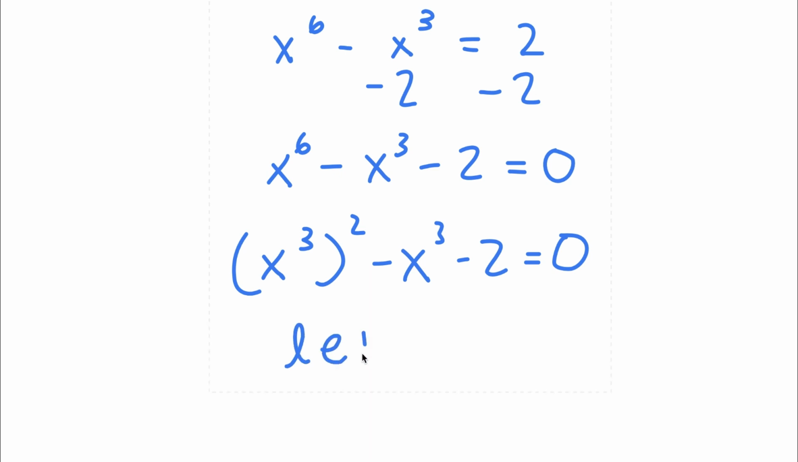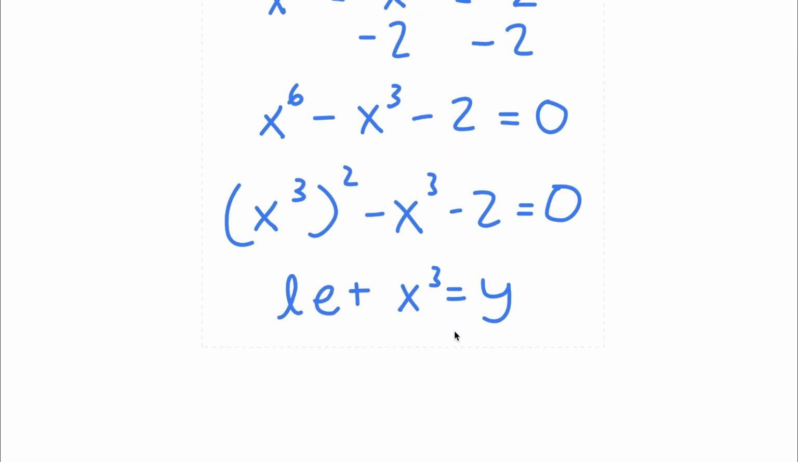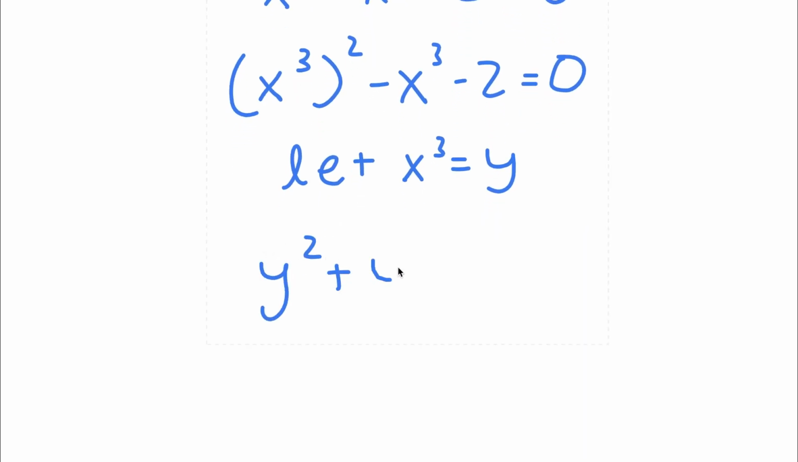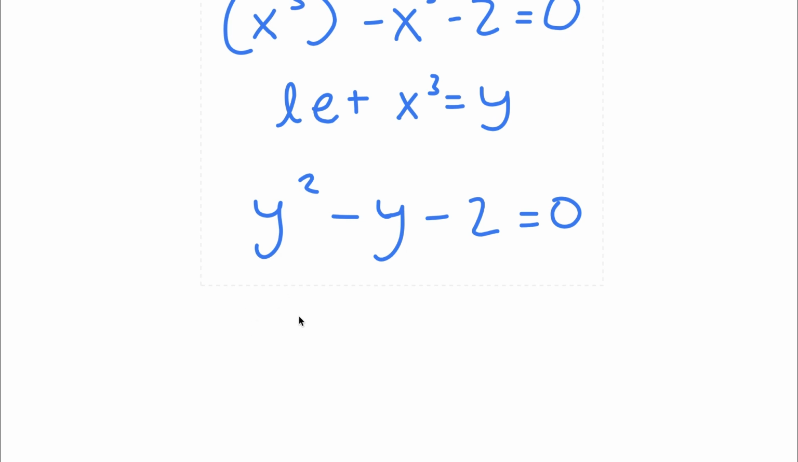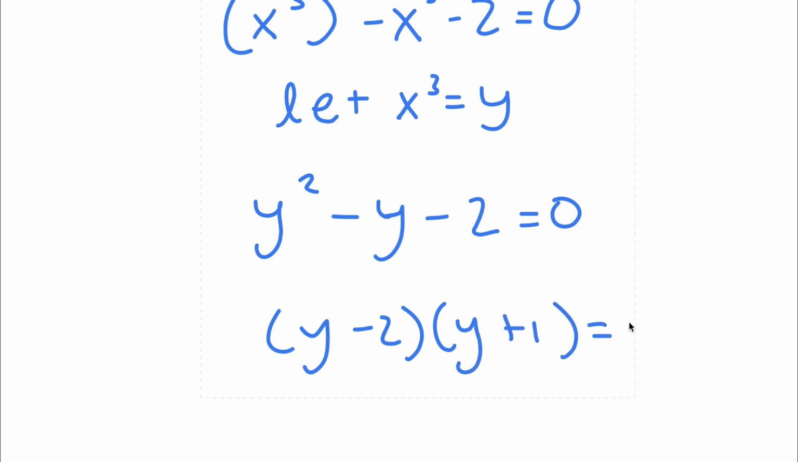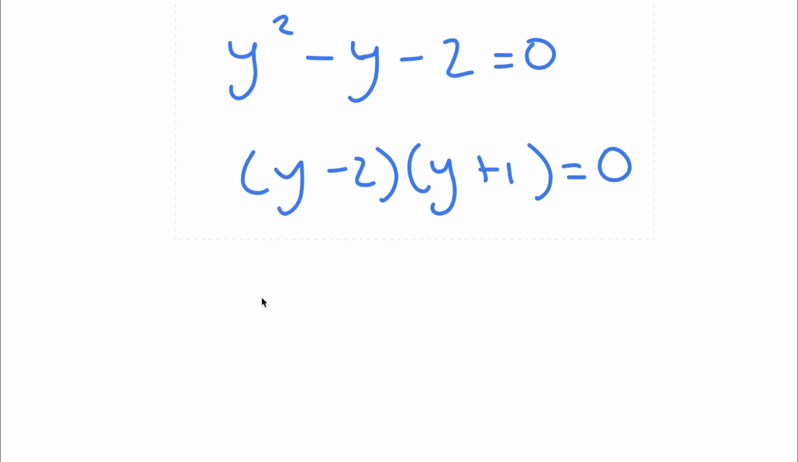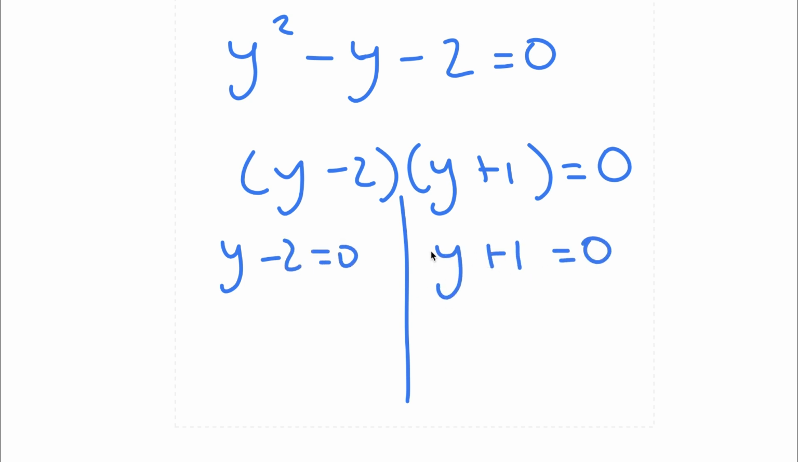Now, if I let x to the power of 3 equal to the variable y, I'm going to have y to the power of 2 minus y minus 2 is equal to 0. And if I factor this, I get y minus 2 times y plus 1 is equal to 0. So this gives me two equations. I have y minus 2 is equal to 0, and I have y plus 1 is equal to 0. So for y minus 2 equals 0, y is equal to 2. And for y plus 1 equals 0, y equals negative 1.